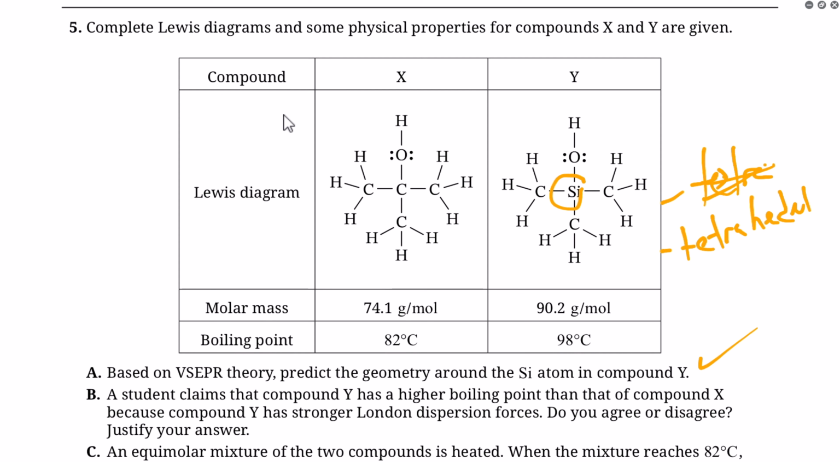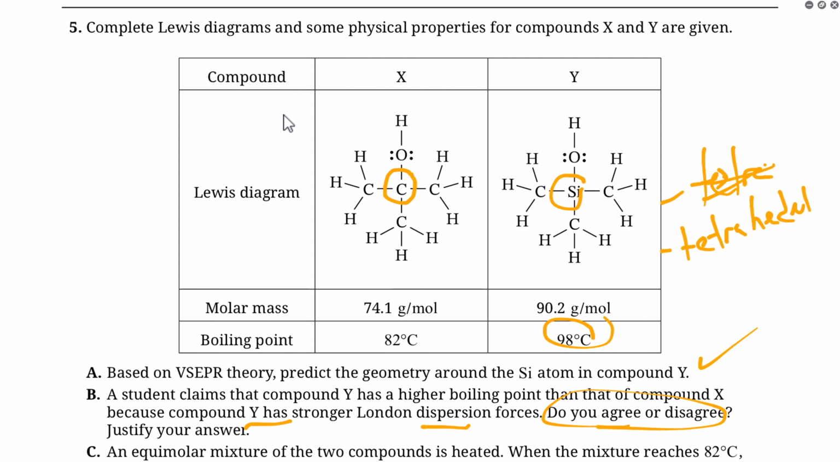Simple enough. A student claims that compound Y has a higher boiling point than compound X because compound Y has stronger London dispersion forces. Do you agree or disagree? If I look at these molecules, they all share similar intermolecular forces. You've got a similar structure, really. The only difference here in the structure is the carbon and the silicon. And so the answer to this is going to be yes.